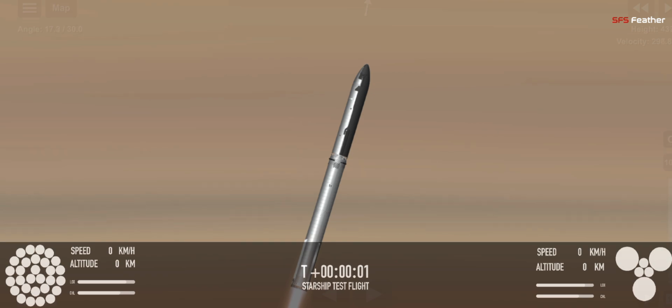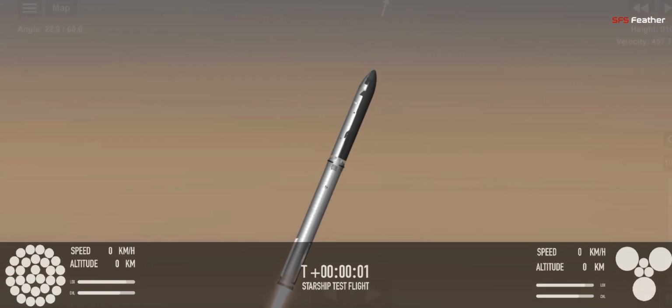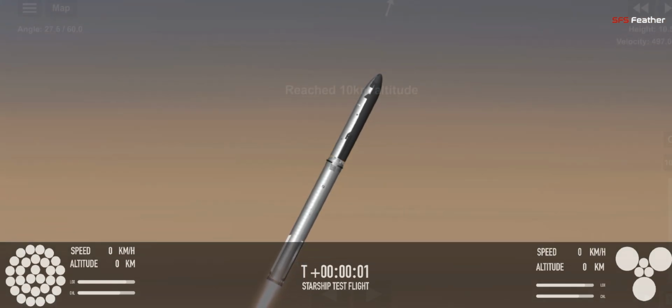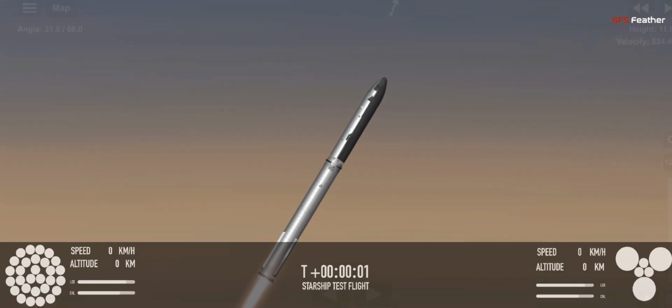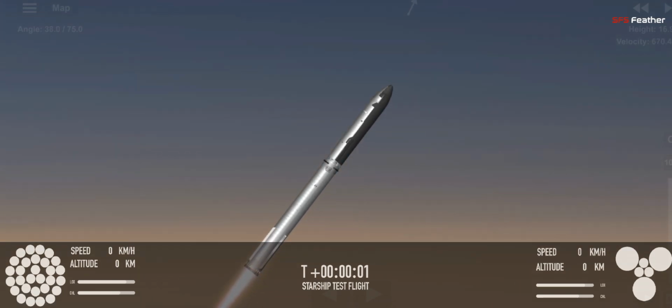Now pass through the maximum aerodynamic pressure, the most stress the vehicle's gonna see on the way uphill. Our next major milestone coming up is going to be hot staging. We're going to see the engines ignite on ship to push it away from the booster. So hot staging is going to be the next thing coming up.